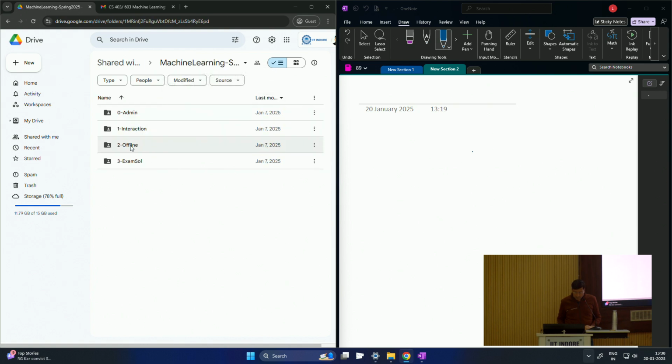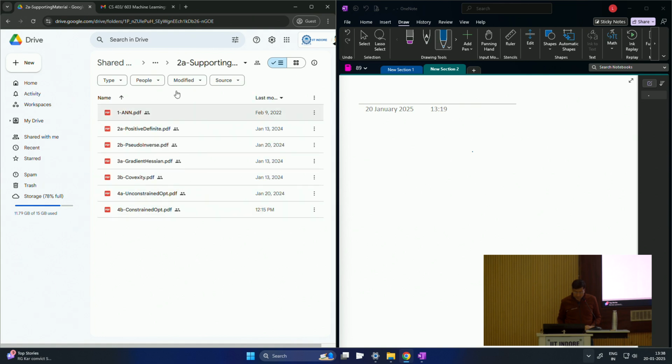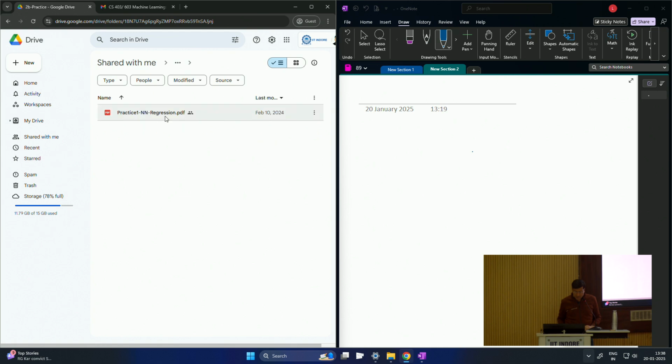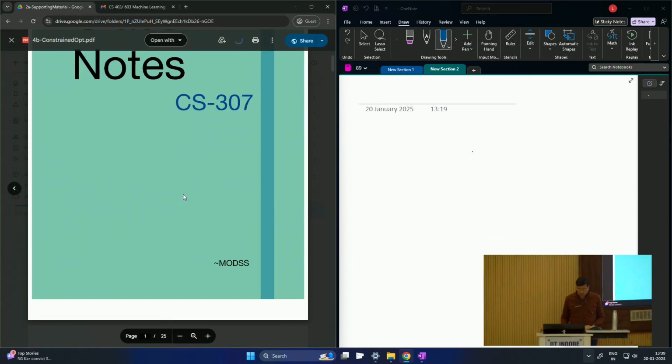And then in the offline part, we'll do constraint optimization today. And practice problems you can try now. I think we've finished most of the regression, so you can try. I think that's it. Okay, so let's start constraint optimization.